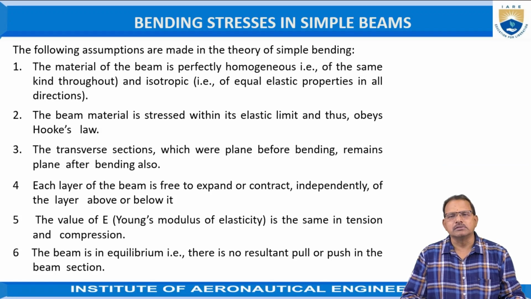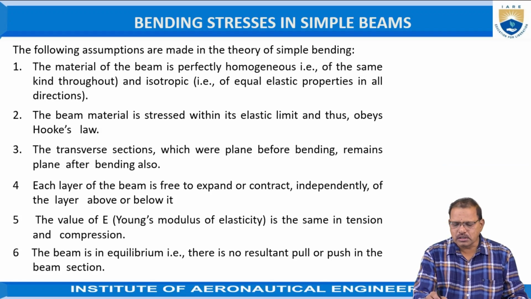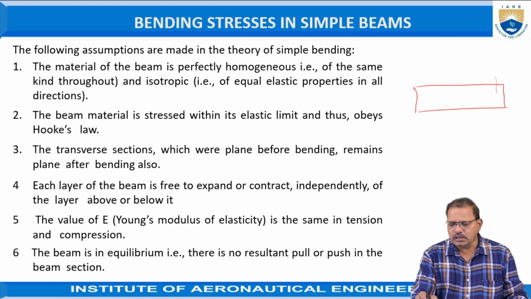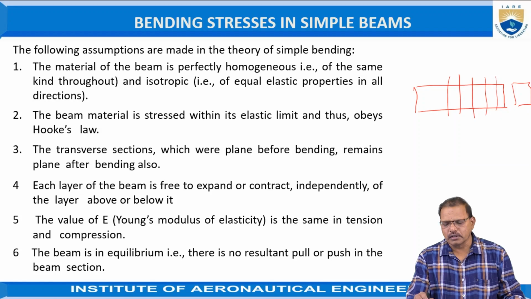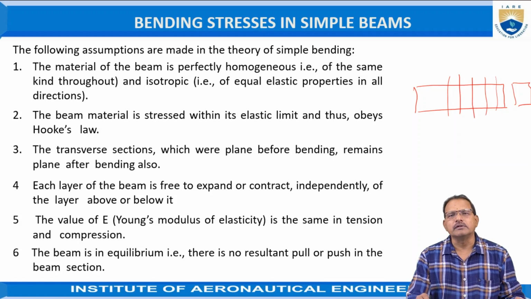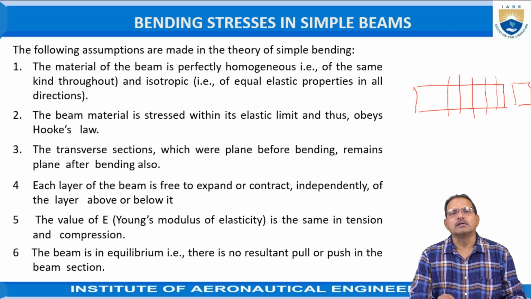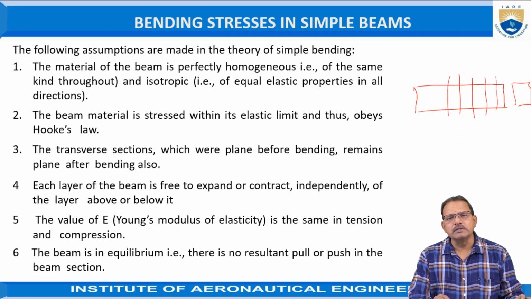The second: the material of the beam is tested within the elastic limit. That means after removal of the forces which are acting, the beam regains its original shape or original position. The third one: the transverse sections which are plane before the bending remain plane after the bending also. That means if the beam is there, these are called transverse sections. Depending on the type of the beam, it may be a square, rectangular or circular cross section. The cross section remains the same without deformation after the bending also.